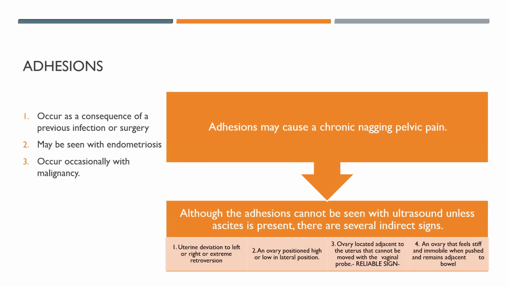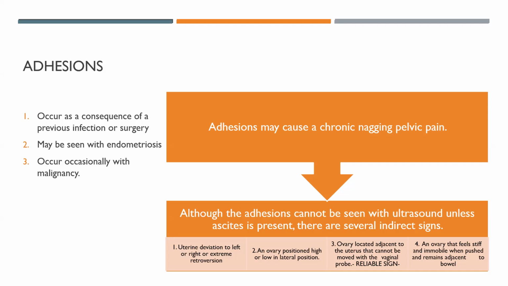Adhesions can also cause chronic nagging pelvic pain if they've had a C-section, abdominal surgery, if the endometriosis has caused adhesions, a hysterectomy. These are common reasons for adhesions to occur. Now, adhesions are very difficult to see on ultrasound unless there is ascites or free fluid. But it's good to know what we can kind of look for in this.